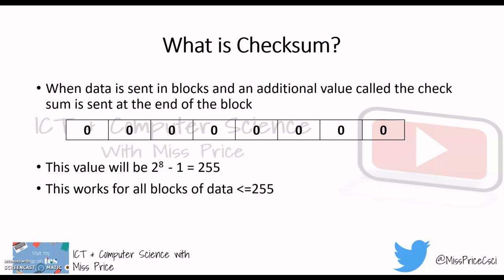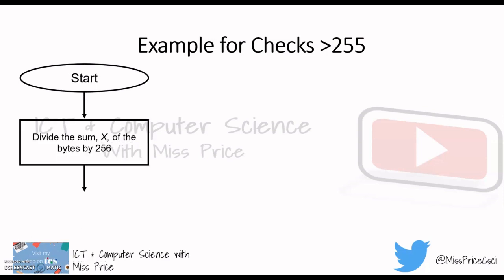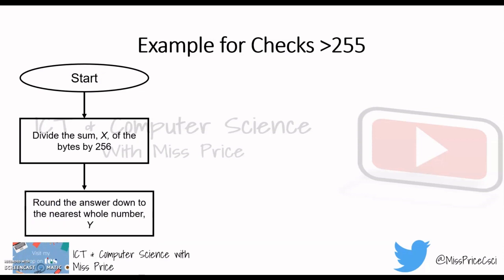So I've researched a simple algorithm, and this will check for sums that are going to be greater than 255. So we will start. You divide the sum, and the number is just x, because we don't know the number at the moment. So whatever the number is that has been agreed by the two computers has to be divided by the bytes of 256.